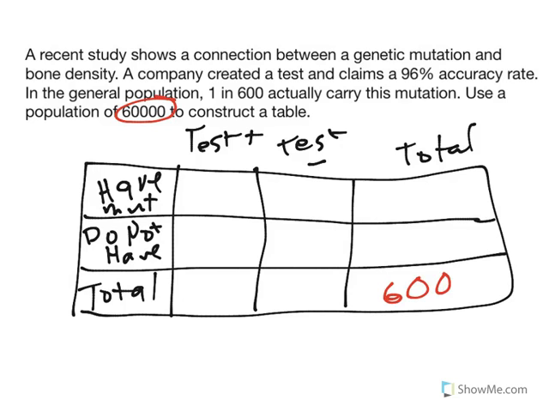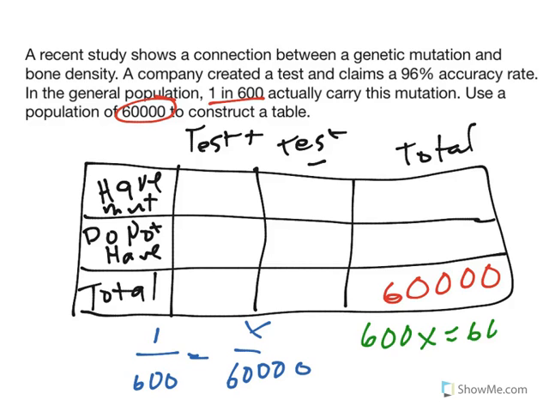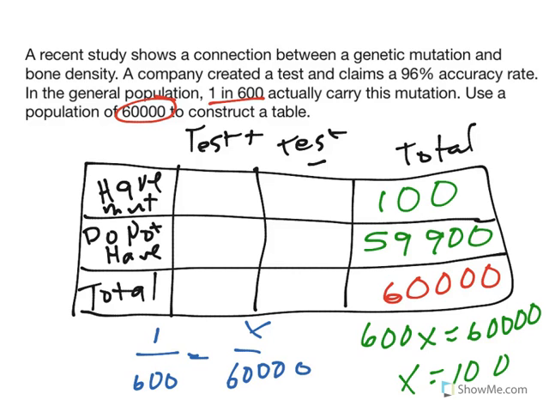So we have a population of 60,000. Well, we know that 1 in 600 actually carry the mutation. So if we say 1 out of 600 have it, how many out of 60,000? If you solve this proportion, 600x equals 60,000, and so x equals 100. So 100 actually would have the mutation. So 60,000 minus the 100 would give me 59,900 that do not have the mutation.